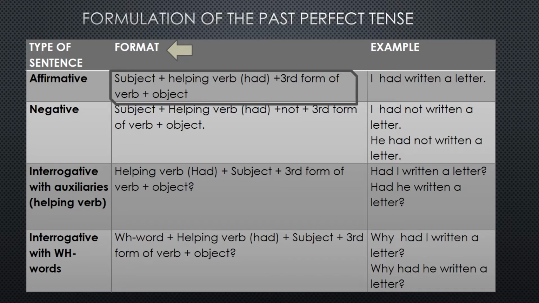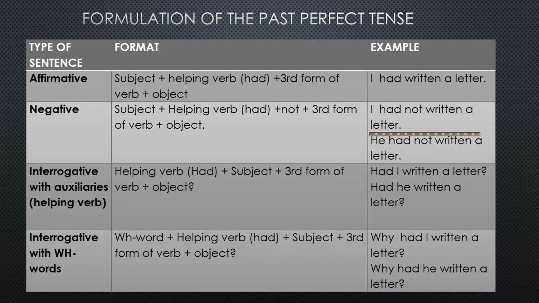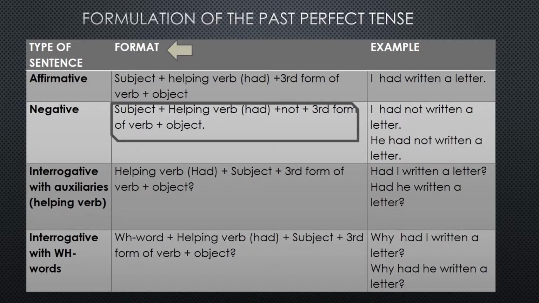The next one is negative sentence. I had not written a letter. He had not written a letter. If we check the format, then it will be like this. Subject, helping verb had, not, third form of a verb, and object.